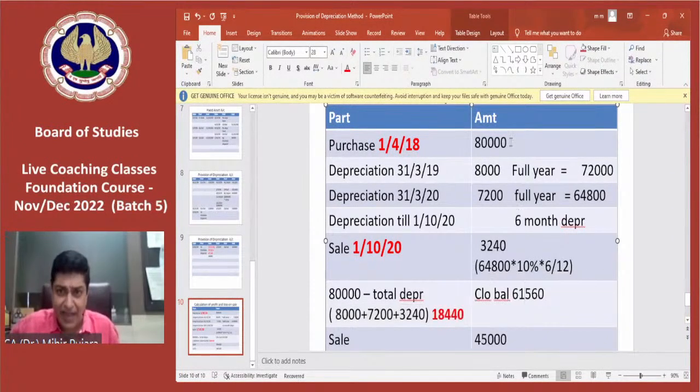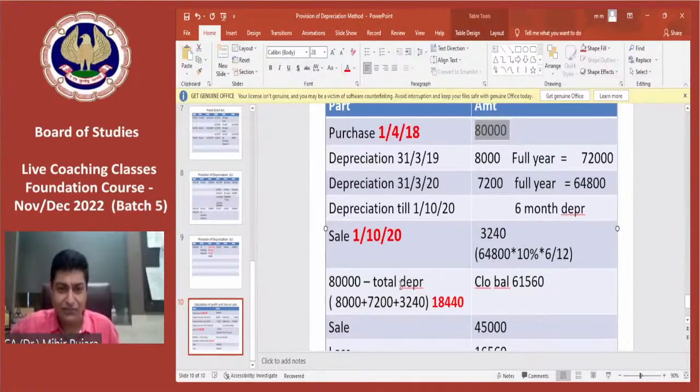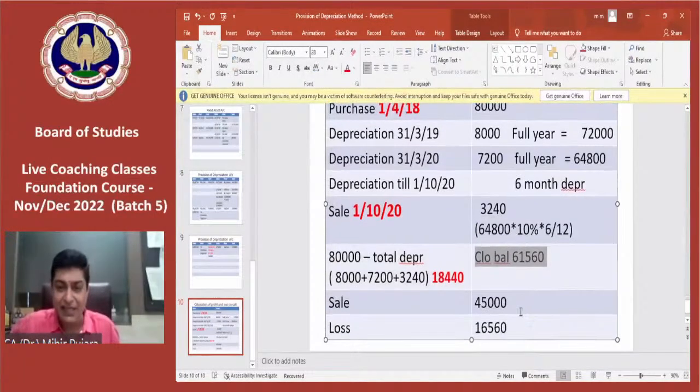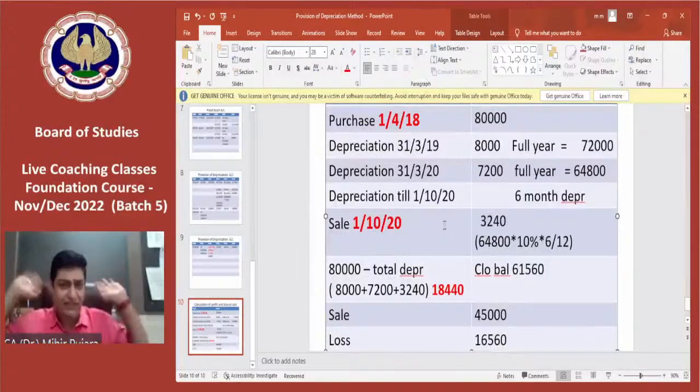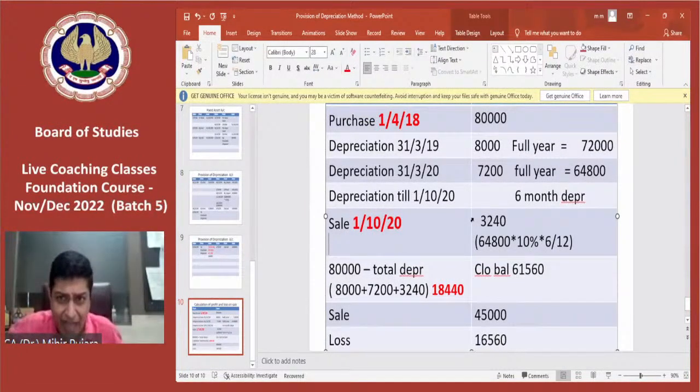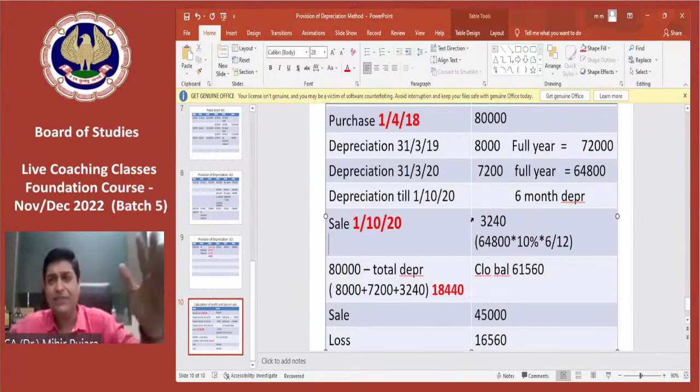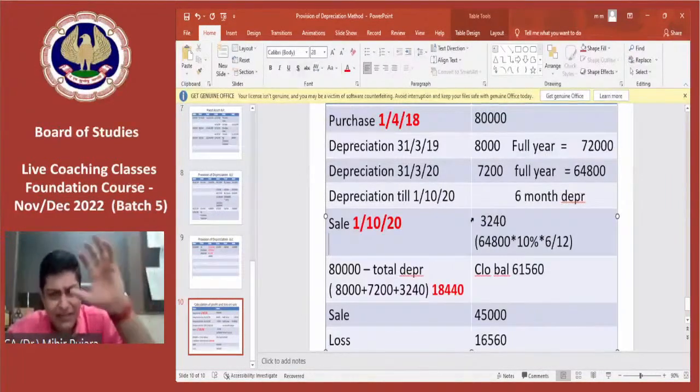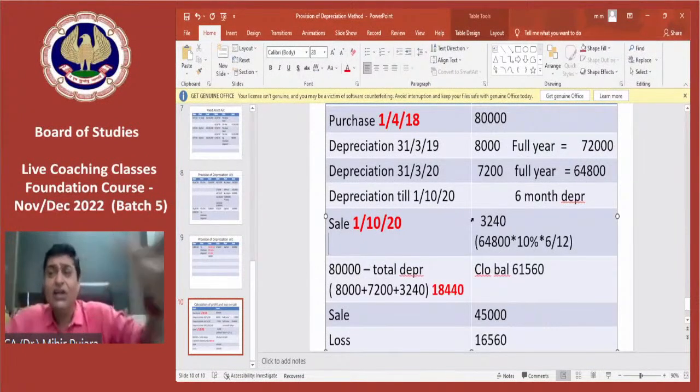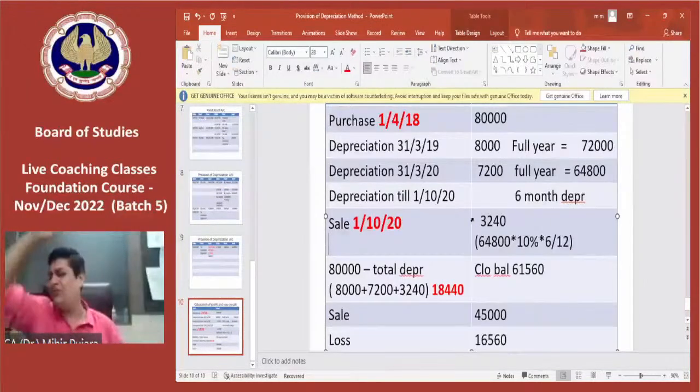And if I subtract 18,440 from this 80,000, my closing balance is 61,560, which I am selling for 45,000. So my loss is 16,560. I hope now this working note is clear. It is the only working note to find out profit and loss on sale of the asset of 80,000.